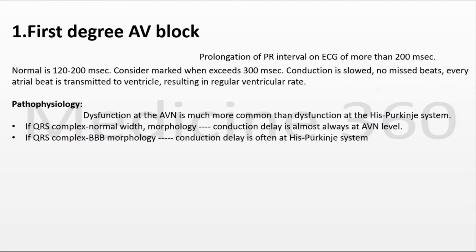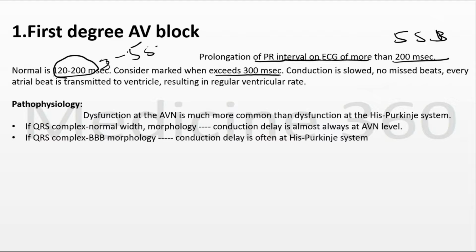Now, first degree AV block. What happens in first degree AV block? There is prolongation of the PR interval on ECG to more than 200 milliseconds. This means greater than 5 small boxes on ECG. Normal PR interval is 120 to 200 milliseconds, which means 3 to 5 small boxes on ECG. We consider it marked first degree AV block if it exceeds 300 milliseconds.